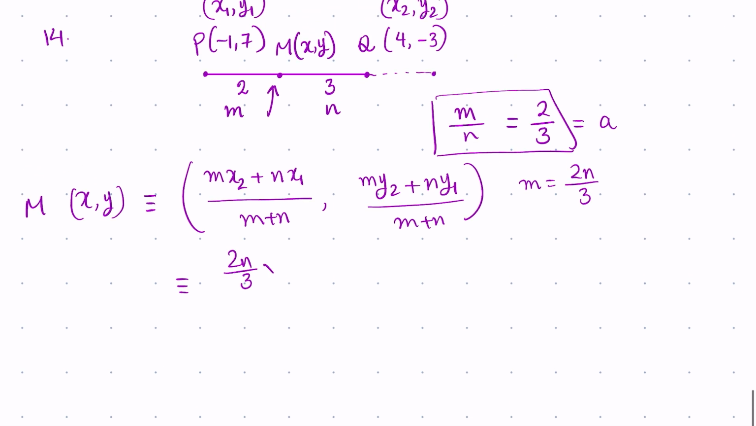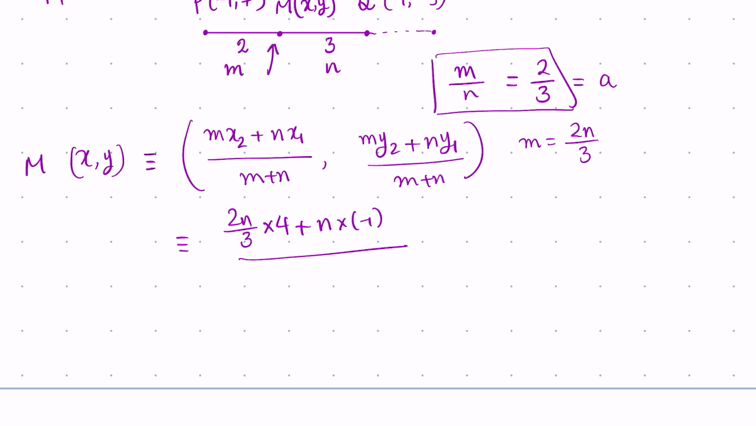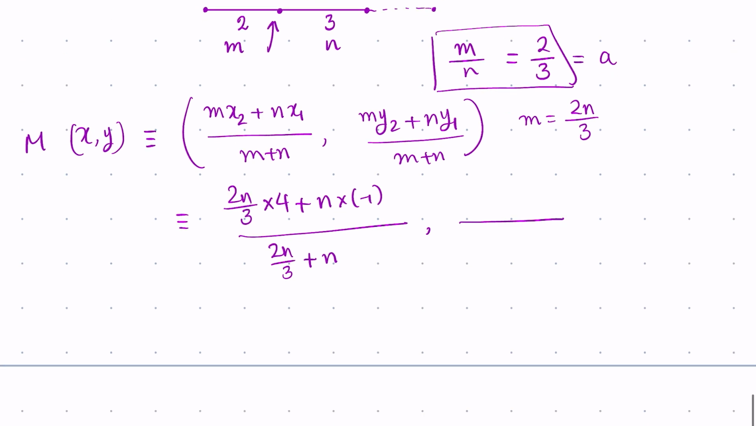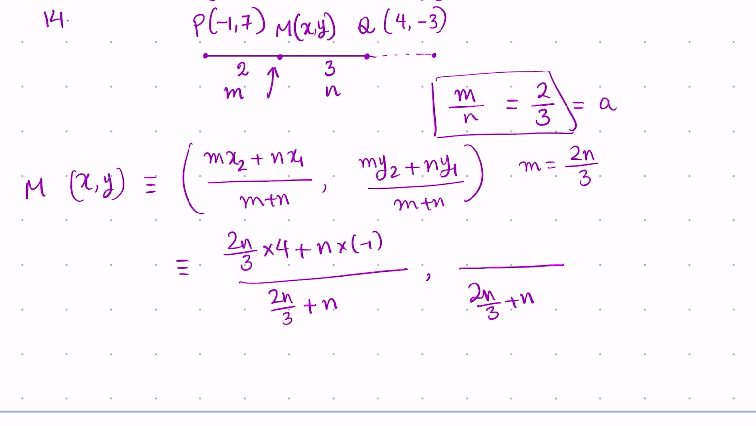X2 is 4 plus n, I'll keep it as is because then we can cancel it out later. n times what is x1? X1 is -1, divided by m. What is m again? 2n/3 plus n, well, the denominator would be the same, so 2n/3 plus n. What's the numerator? So m times y2, so m is 2n/3 times what's y2? Y2 is -3, plus n times what's y1? Y1 is 7.